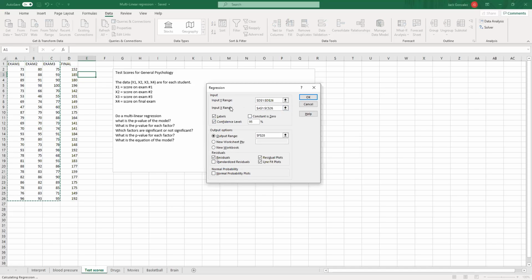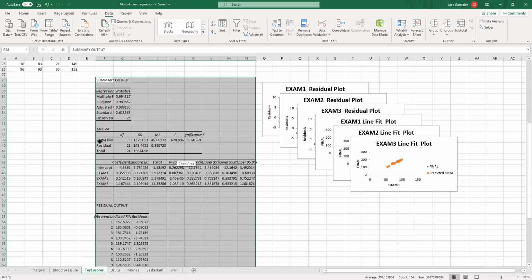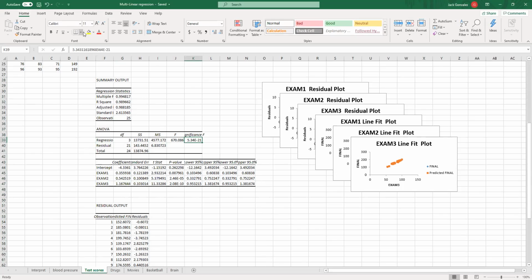So these are the factors, and this is the outcome. Do these factors impact the outcome? That's what we're trying to check. All right, so here's the model. Here is the value I care about. This tells me if the model is good. It's pretty small, so I want to say yes.